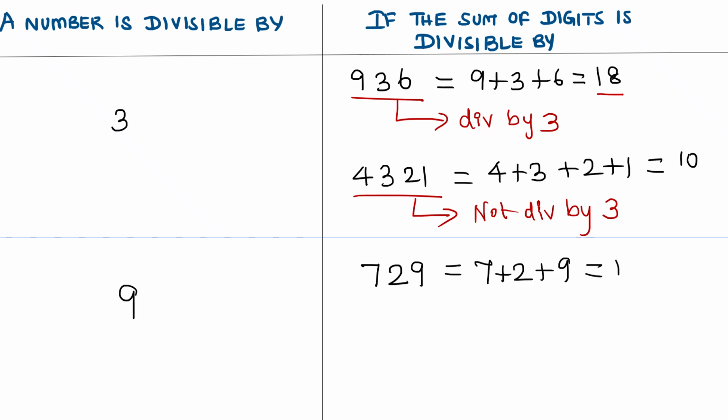9 plus 9, which is 18. So 18 is divisible by 9. Therefore, I can come to the conclusion that 729 is divisible by 9, I can tell here. Now let me take the other example.